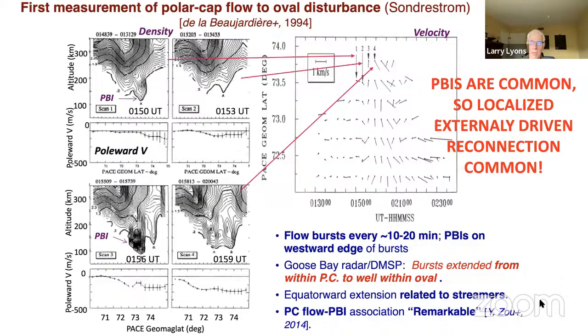That means flows are going from the polar cap into the auroral oval. So localized, externally driven reconnection is really common. It's something we really got to think about, like Tetsu was talking about earlier.